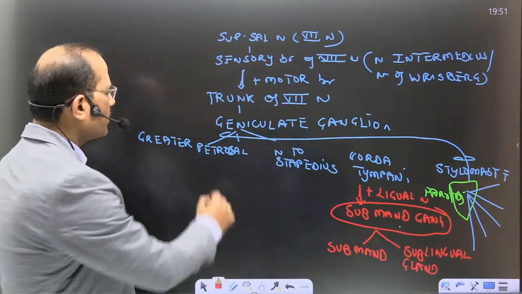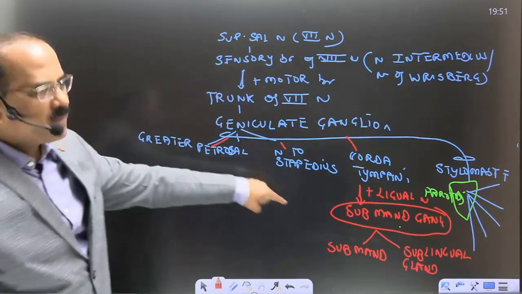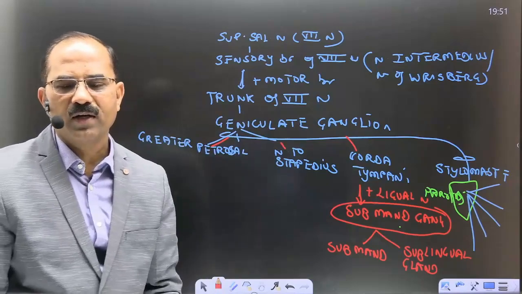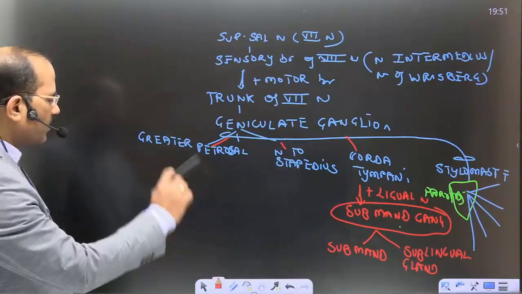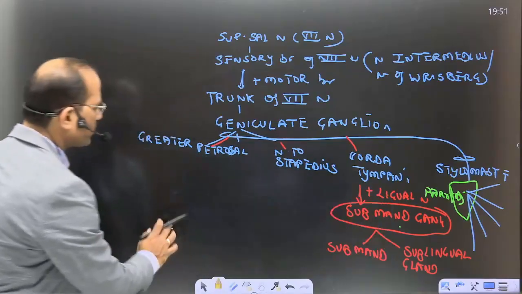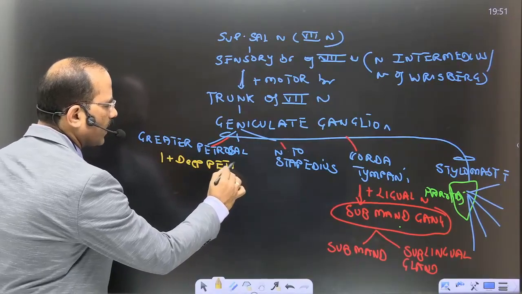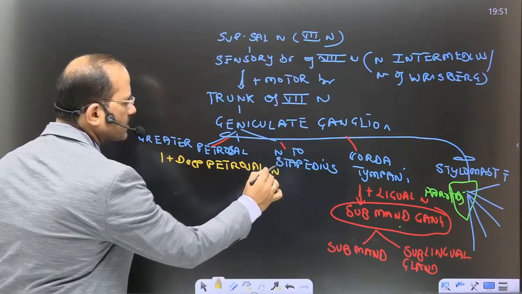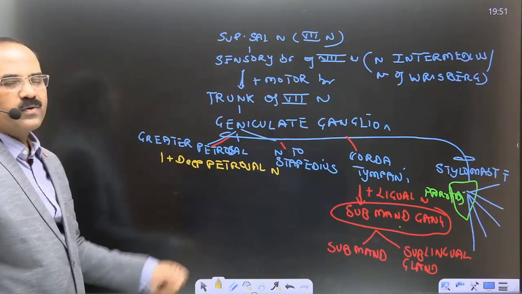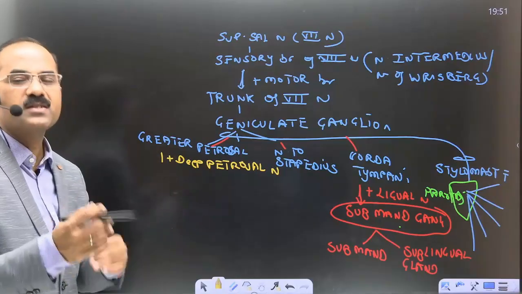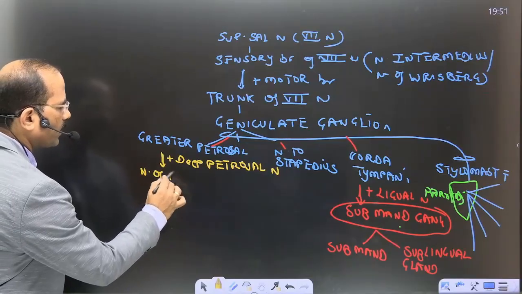Okay. So greater petrosal nerve, nerve to stapedius, chorda tympani, and then it gets out. Chorda tympani joins with the lingual, goes to the submandibular ganglion and supplies the submandibular and the sublingual glands. Greater petrosal, students, this greater petrosal nerve joins with deep petrosal nerve. I told you this, it comes from the sympathetic plexus around the internal carotid artery. We have seen this in foramen lacerum. So it joins with the deep petrosal nerve and forms the nerve of pterygoid canal.